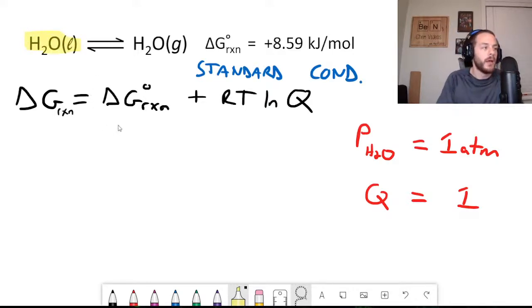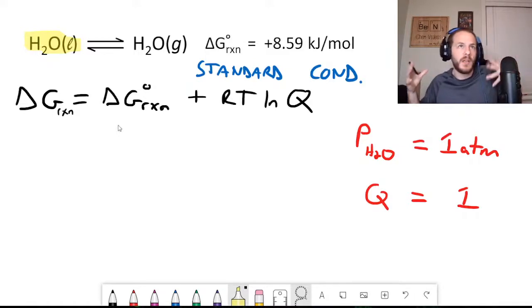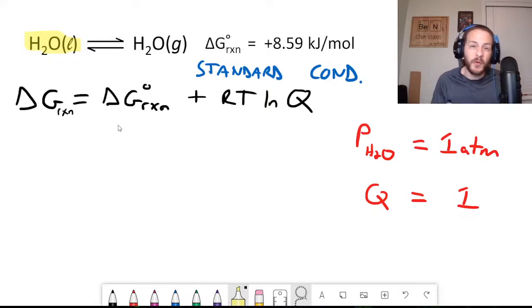But notice that the water on the reactant side of this equation is a liquid. If there's anything we can dig back into our memory banks and remember about chemical equilibrium, it is that pure solids and pure liquids are always omitted from the equilibrium constant or the reaction quotient expression, because their pressures and concentrations do not change over the course of a reaction. This only applies to things that are in the gas phase. So we know that Q is 1.